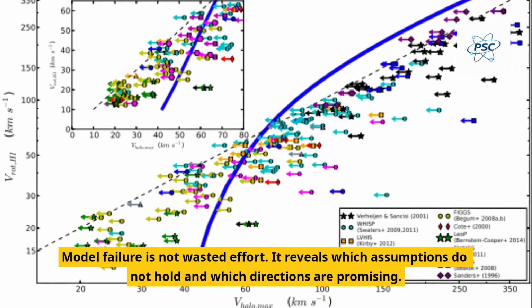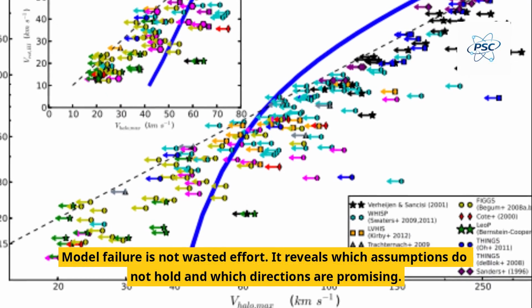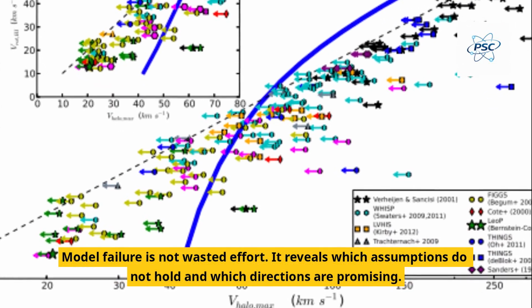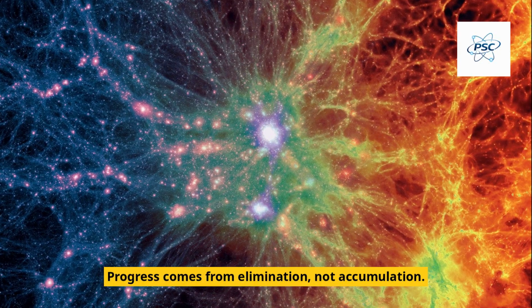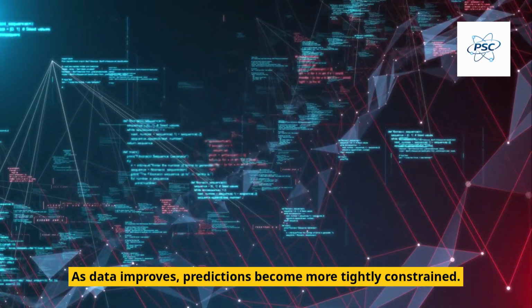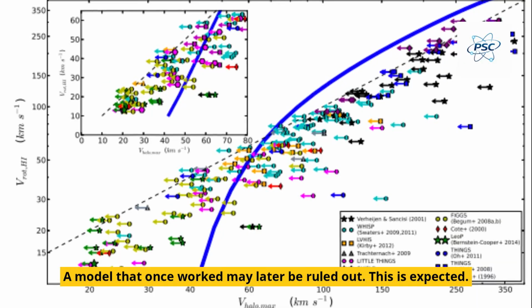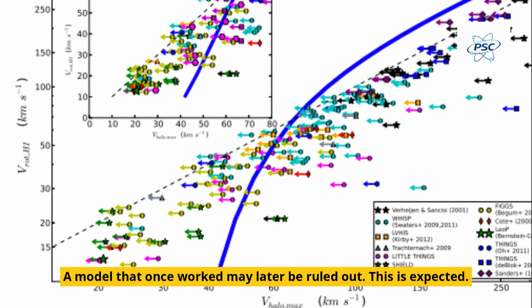Model failure is not wasted effort. It reveals which assumptions do not hold and which directions are promising. Progress comes from elimination, not accumulation. As data improves, predictions become more tightly constrained. A model that once worked may later be ruled out.